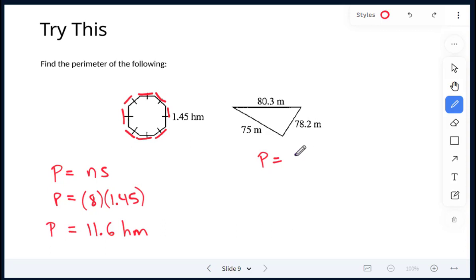All right, and then here for a triangle, all three sides are different, so it's a scalene triangle. So we just have to add those three sides up. So 80.3 plus 75 plus 78.2. You can just use your calculator. 233.5, and the units are meters. Okay, so I'll pause here.